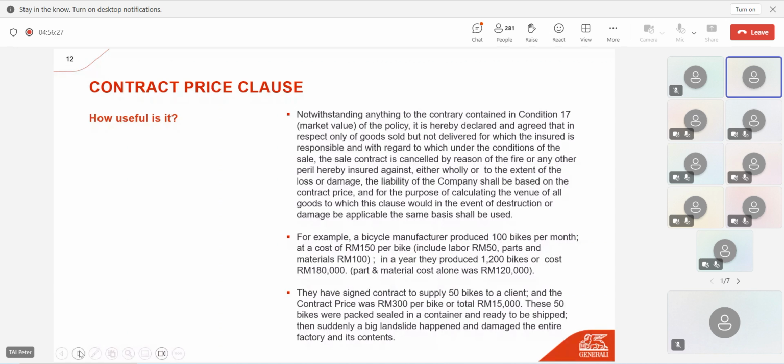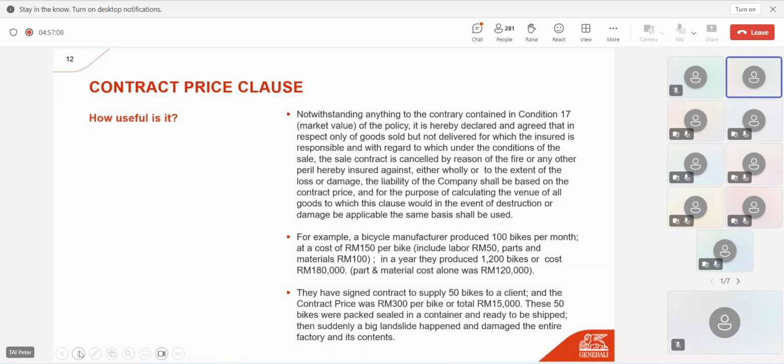Notwithstanding anything contrary contained in condition 17, market value of the policy, it is hereby declared and agreed that in respect only of goods sold but not delivered. Okay, that means if the customer has already sold that good but not yet delivered and it is kept in his premises, supposed to be delivered tomorrow, but tonight there is a big fire, or a big flood that damages the item. So how much is the insurance company going to pay them? Okay, the insurance is going to pay them the sale contract value, the contract price.